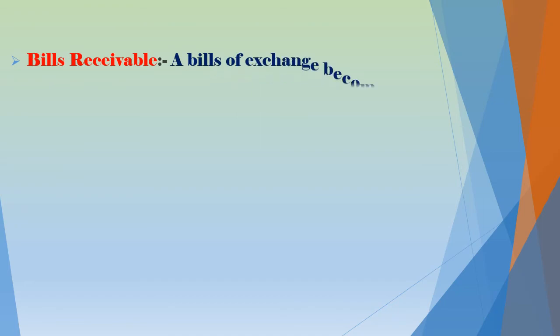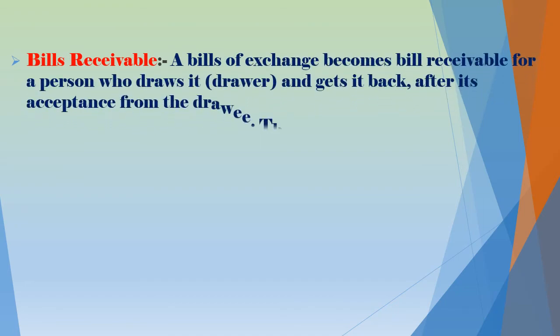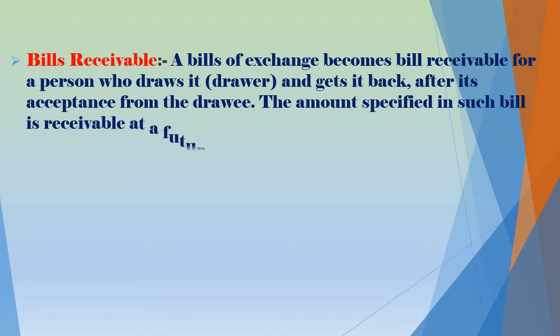Bills receivable. A bill of exchange becomes bills receivable for a person who draws it, the drawer, and gets it back after its acceptance from the drawee. The amount specified in such a bill is receivable at a future date. Now earlier I told you that we will understand about bills discount in the coming part of the video. So here let us first understand what a bill of exchange is.